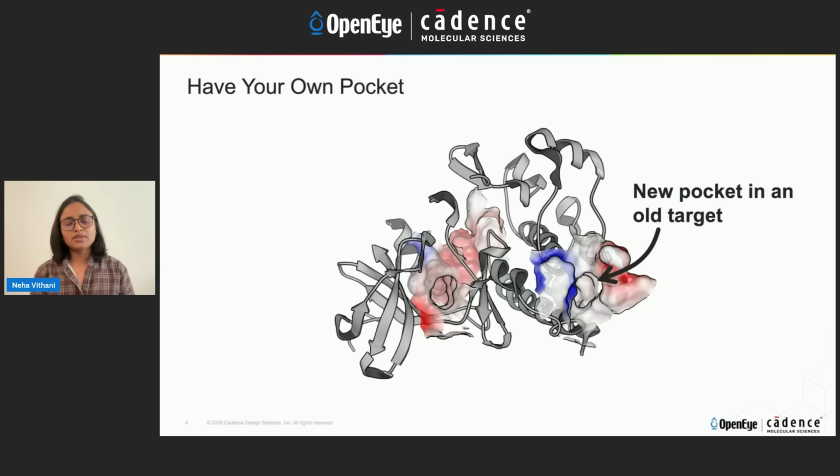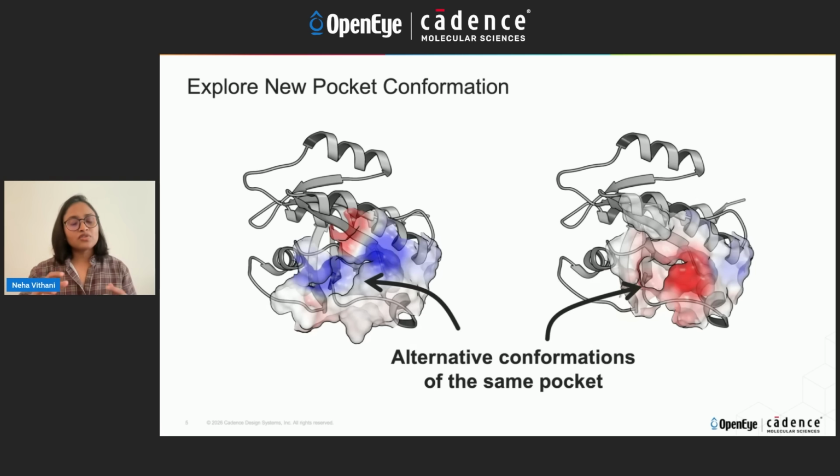Alternatively, you might want to work with the same disease target that many other companies are working on, but have your own pocket against which you can design your own unique patentable drug molecule. The third option is to work on the same pocket in the same disease target, but identify an alternative pocket conformation against which you can design a unique chemical entity that can be patented. So you have three options for getting competitive advantage in finding patentable drug molecules.